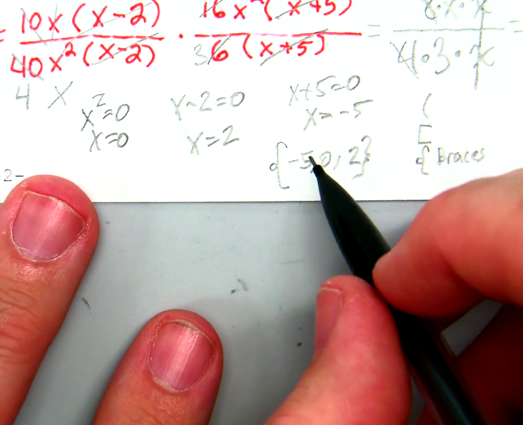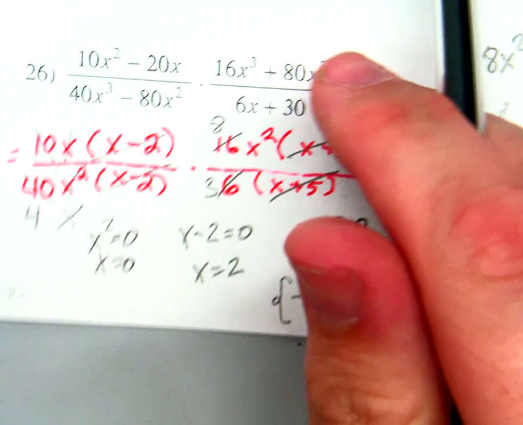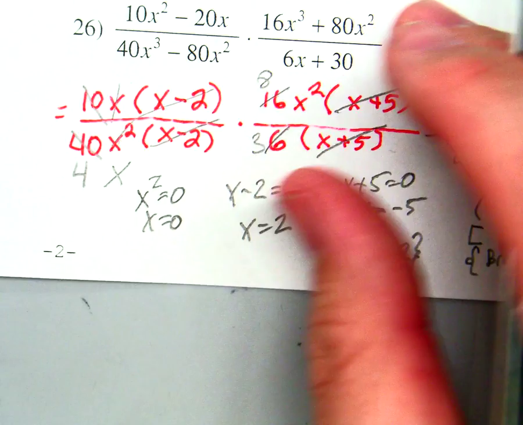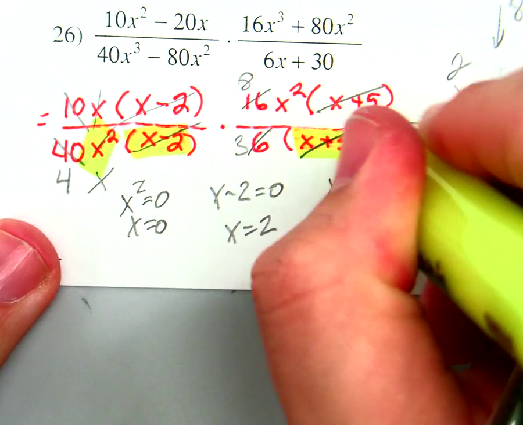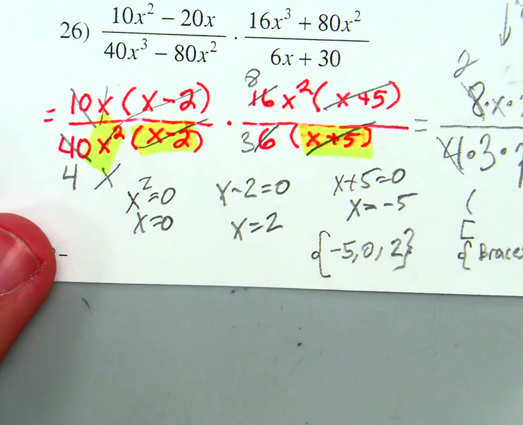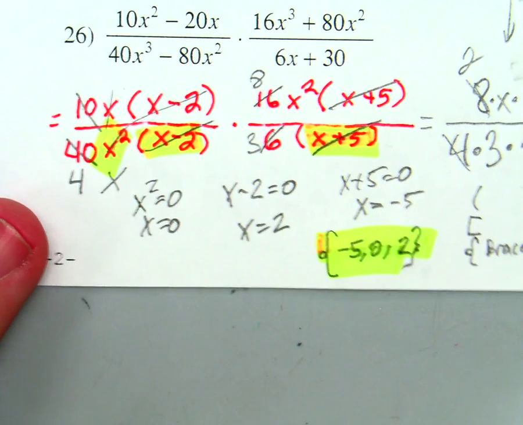And I get that from here, and from there. Once everything's factored out, those are going to give me my excluded values. Does it make sense?